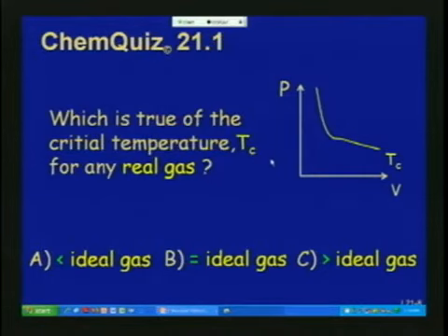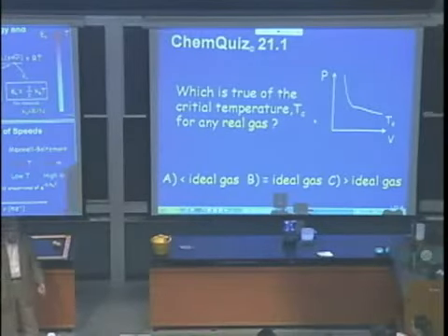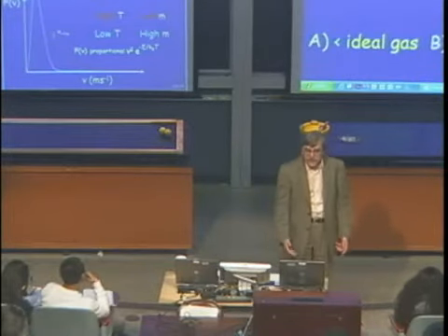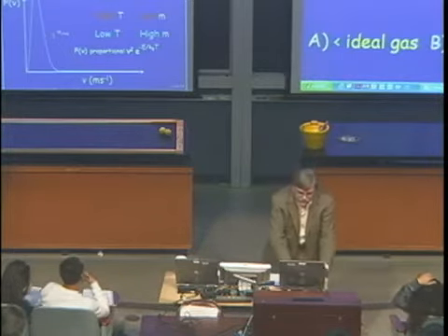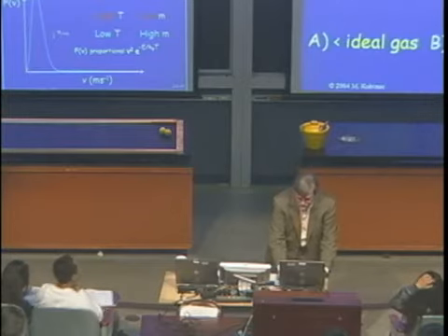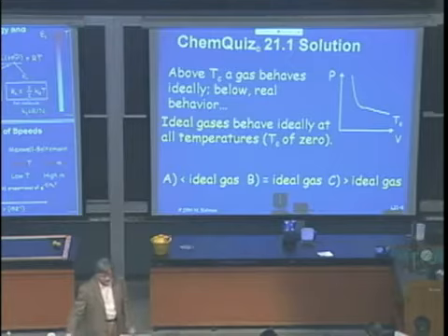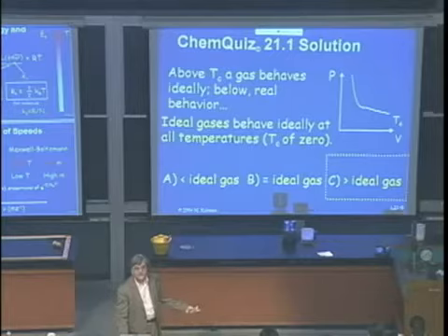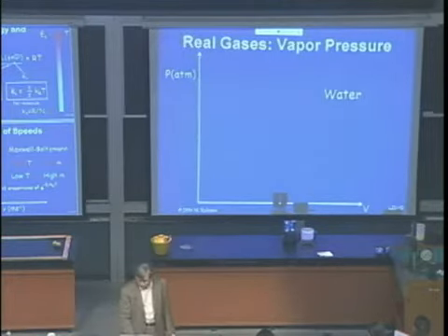What did I say? An ideal gas behaves ideal at any temperature. A real gas only behaves ideal above the critical temperature. So the critical temperature for any real gas has to be larger than that of the ideal gas. Okay? So let's have a look at this. So ideal gases behave ideally at all temperatures, and the critical temperature is 0 essentially. And with this, you need to have it larger for a real gas than the ideal gas. Okay, now let's do an experiment.